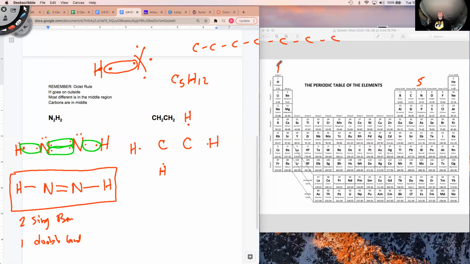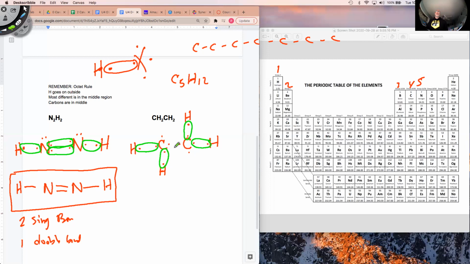Each carbon is coming in with 1, 2, 3, 4 valence electrons. And we want to make hydrogens happy. So let's make the hydrogens happy. How could we do that? Well, hydrogen needs 2 electrons. So the hydrogens are sharing. These hydrogens are going to be sharing here. These hydrogens are going to be sharing here.